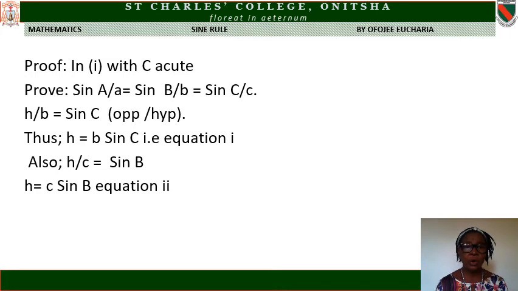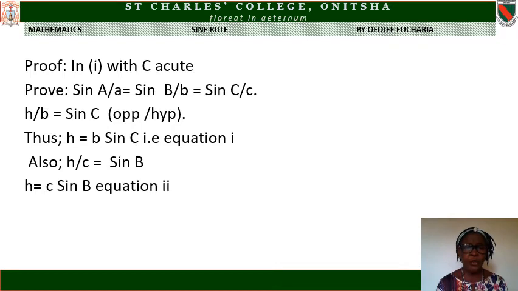Now, we are going straight to the proof. We want to use the first one, which is an acute triangle, that is a triangle with all angles less than 90 degrees. What we are asked to prove is that sine A over small a is equal to sine B over small b and is equal to sine C over small c.